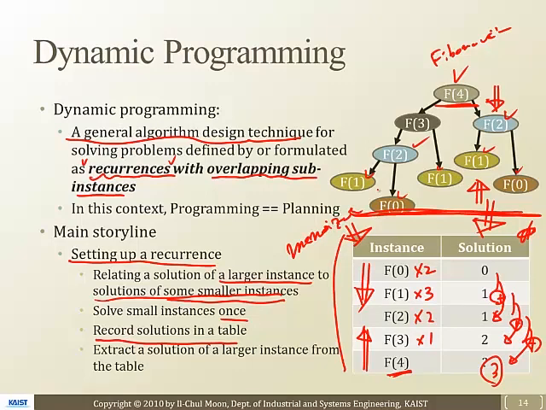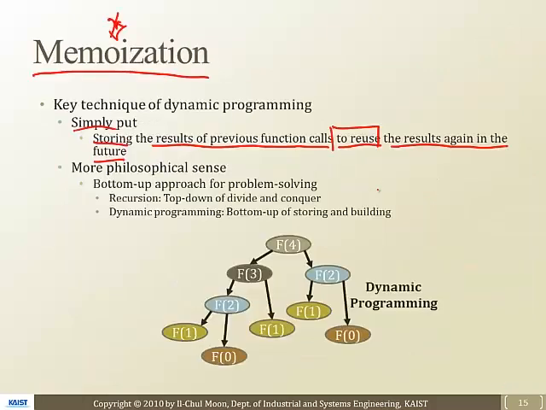So we have this table consisting of smaller-sized solutions, and we want to fill in this solution table, the memoization table, to reach a certain point, right? So that's the memoization table. In a more philosophical sense, it is a bottom-up approach to problem solving. Recursion is more of a top-down, divide and conquer way. And dynamic programming is bottom-up, storing and building the solution.